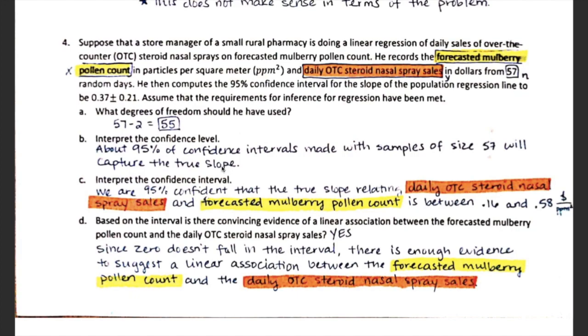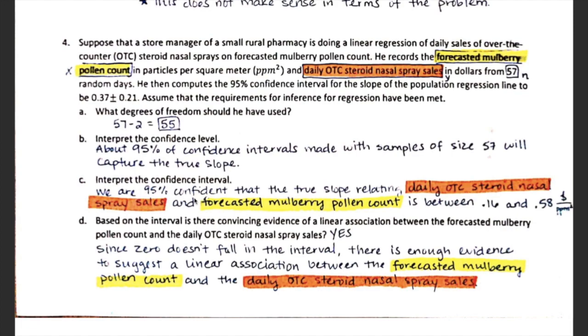Okay. Then part C, now it asks you to interpret the interval, which is right here, right? So we're 95% confident that the true slope relating y and x, you always again want to add some context. So just say, what is the slope talking about? It's relating the y, the daily over-the-counter steroid nasal spray sales, to your x, the forecasted mulberry pollen count.